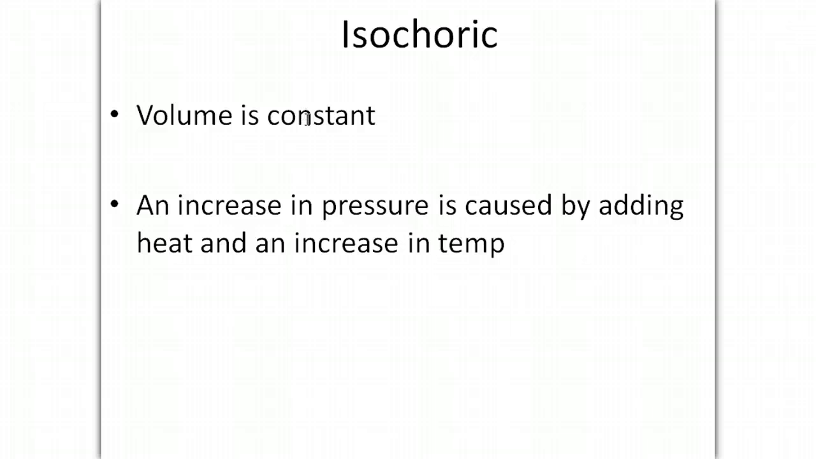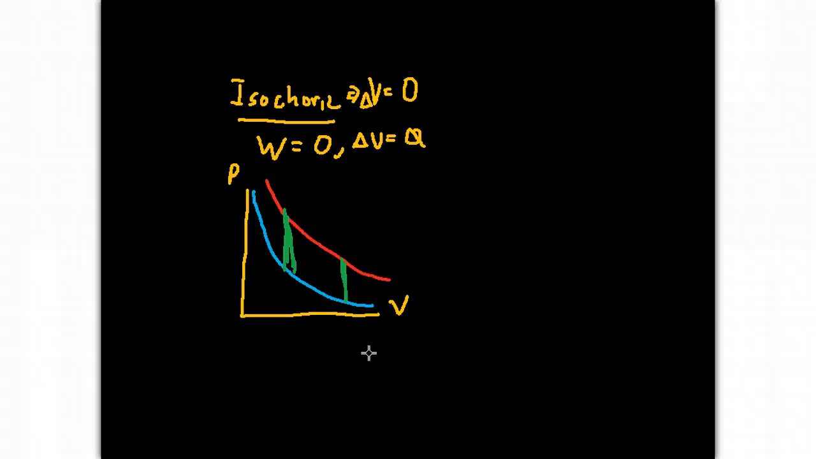But because the volume is constant, we can't do any work. And I'll show you that in the PV diagram. So here's our PV diagram. Isochoric says no change in volume, so delta V equals 0. And what that says is that the work is 0. If we don't have any change in the shape of the container, or in the space that the container is taking up, our force wasn't effective at moving anything.